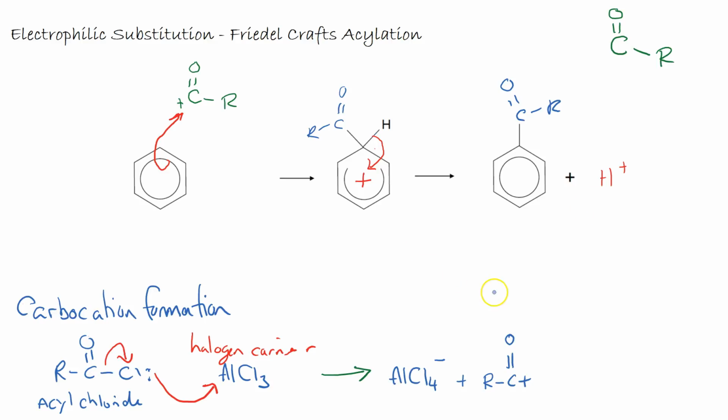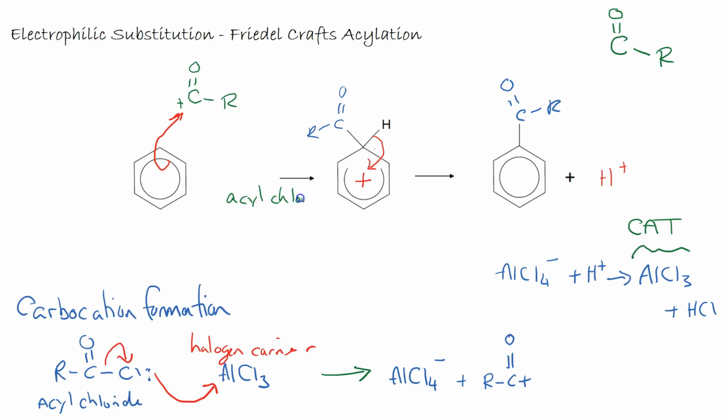But importantly now at the end, the AlCl4 minus that we had in the first instance will react with the proton that's been removed from the benzene ring, regenerating AlCl3 and hydrochloric acid, with the AlCl3 being regenerated and therefore acting as a catalyst. So this reaction is done with the acyl chloride, AlCl3 catalyst, and is generally done under reflux conditions.